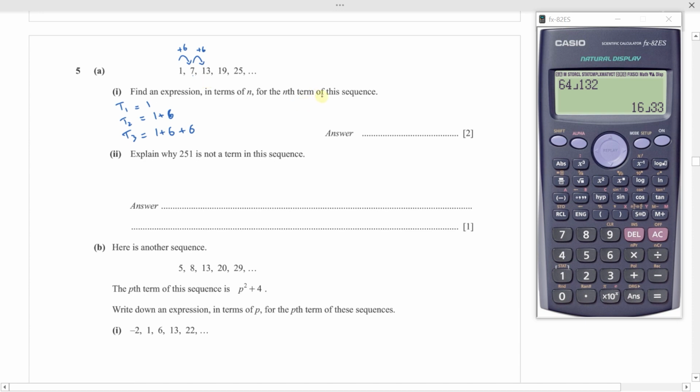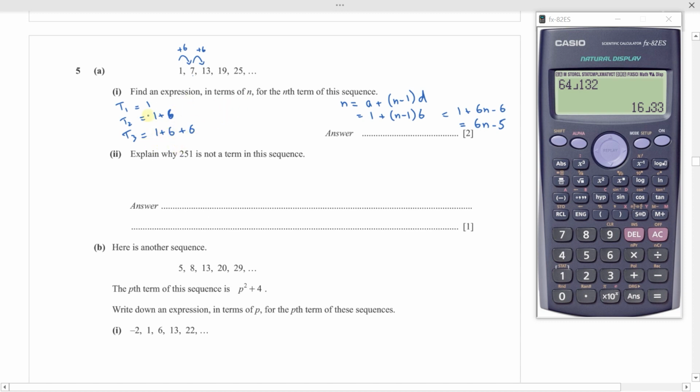So you can either use the formula for the nth term, which is a plus n minus 1 into d, where a is your first value in the sequence. So this is 1 plus n minus 1 into d, where d is the difference, which is 6. So you will get 1 plus 6n minus 6, which is equal to 6n minus 5. Or if you want to expand this and see, find the expression for the nth term using this expansion, you can do that as well.